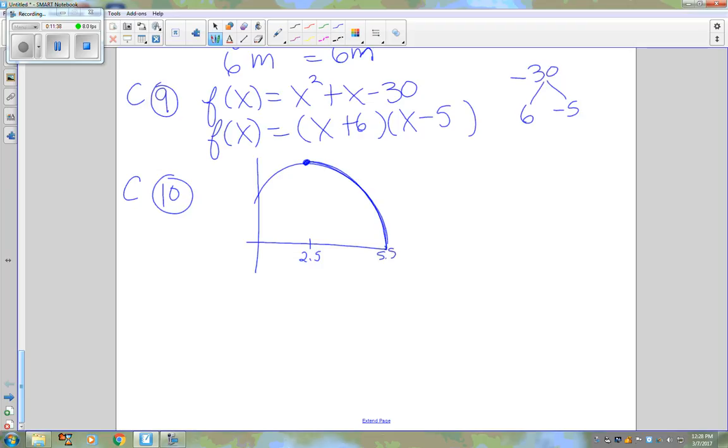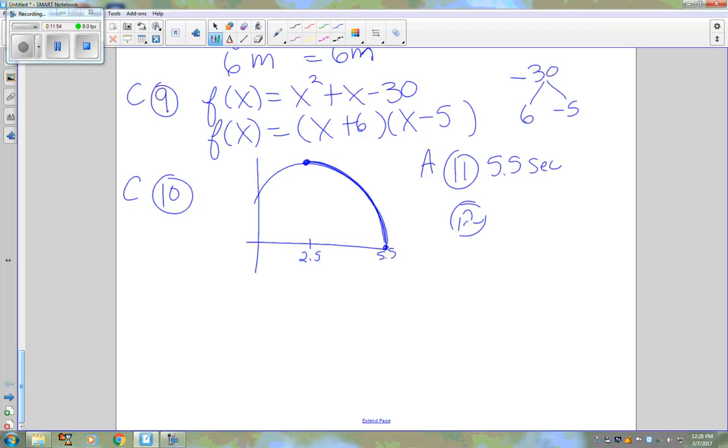Number 11, it wants to know how long does it take the ball to reach the ground. The ball reaches the ground whenever the distance is 0. That's going to be right here at 5.5 seconds. And that is A. Number 12 also goes with this one.